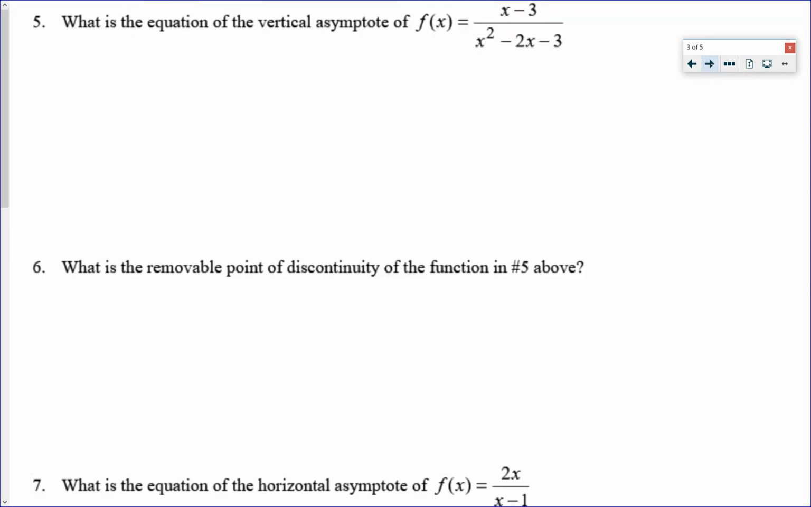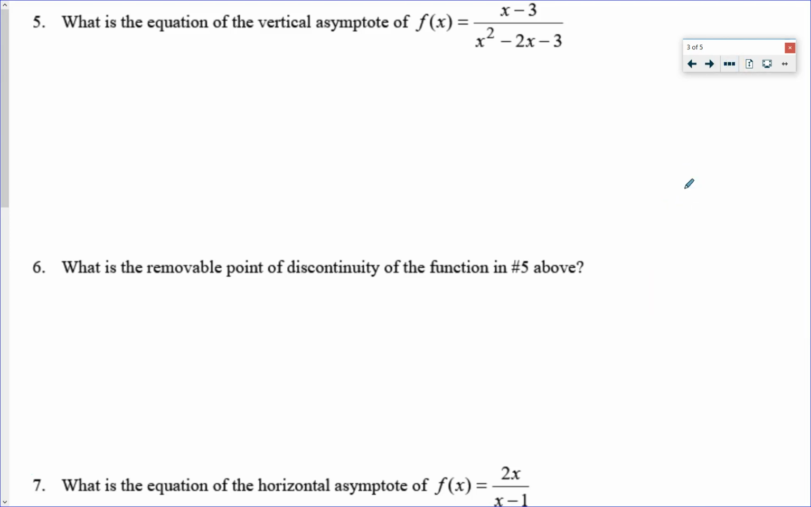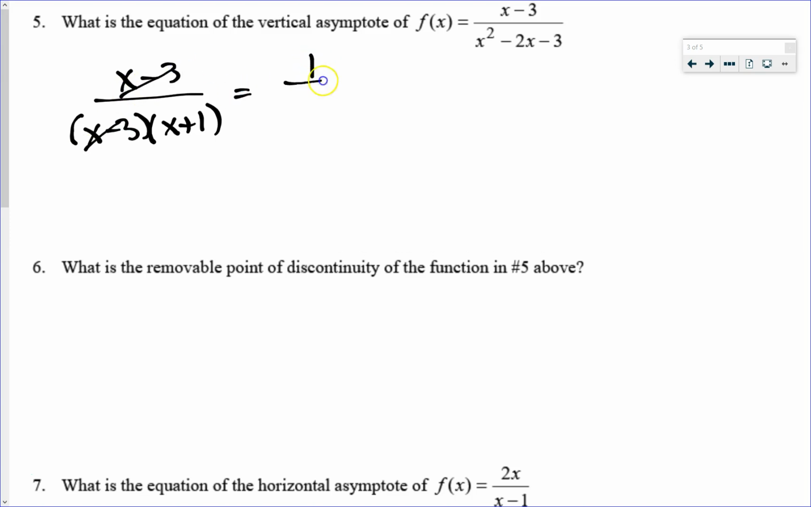All right, what is the equation of the vertical asymptote? Again, before I answer this question, we need to factor if possible and use our simplified fraction. So my numerator is not going to change, but my denominator can be factored. Factor this, it's going to be x minus 3 and x plus 1. The x minus 3's cancel. We're left with 1 over x plus 1.